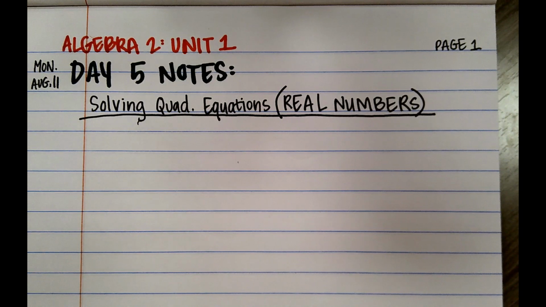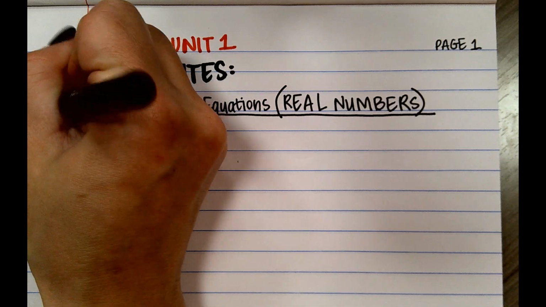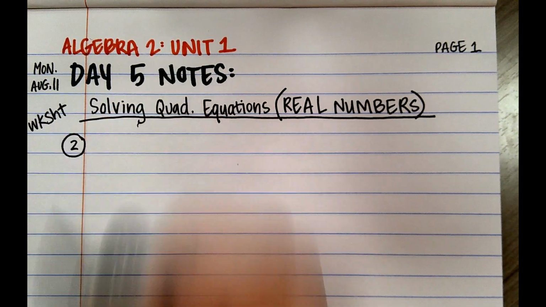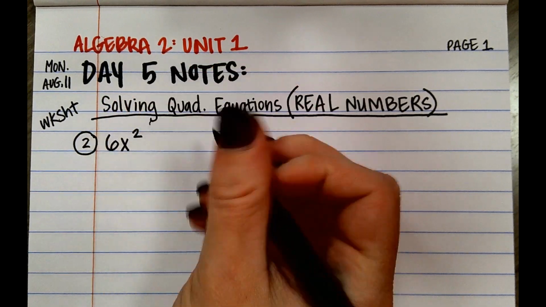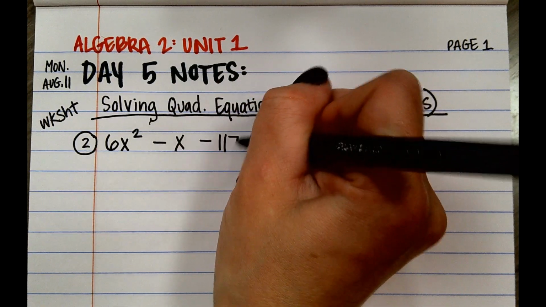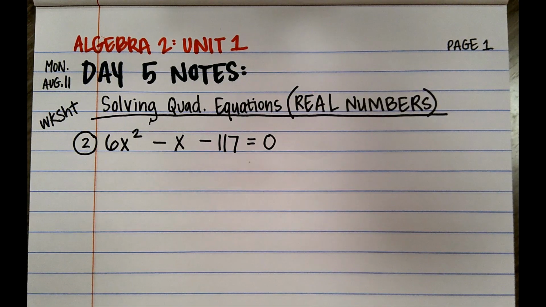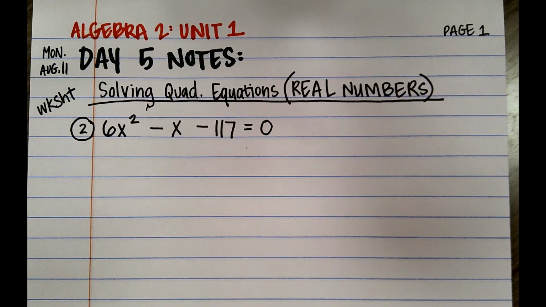It's crazy. Okay, so I'm gonna start, I'm gonna write worksheet number 2. And number 2, we have 6x squared minus x minus 117 equals 0. So, how should I begin? You find your A, B, and C first. Let's identify A, B, and C.